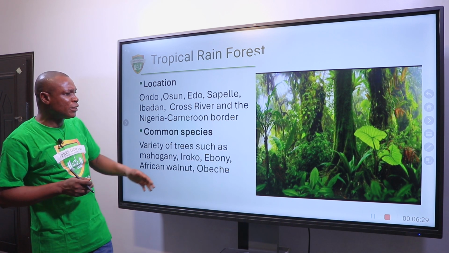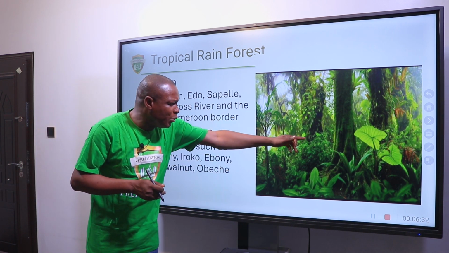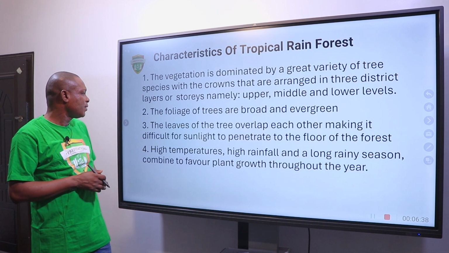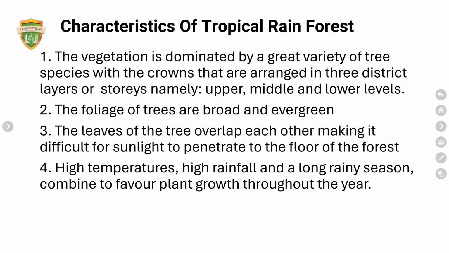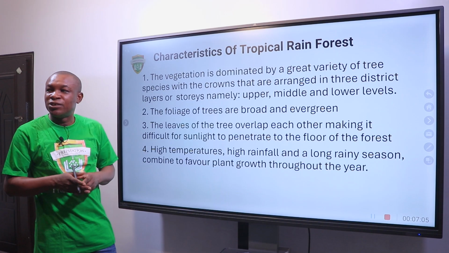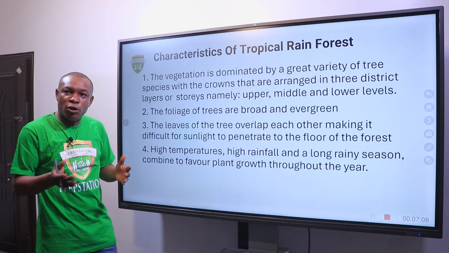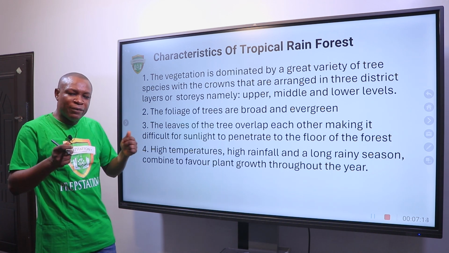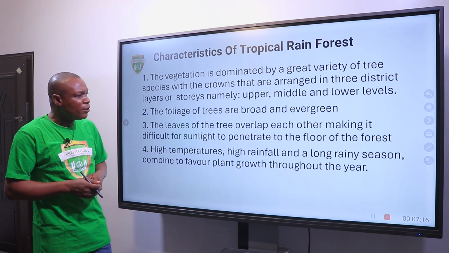If we go back to the previous picture, you can see the lush green vegetation that you have there. The leaves of the trees overlap each other, making it difficult for sunlight to penetrate to the floor of the forest. High temperature, high rainfall, and long rainy season combine to favor plant growth throughout the year. So this forest is always blossoming due to the abundant rainfall, availability of good temperature, and good moisture.